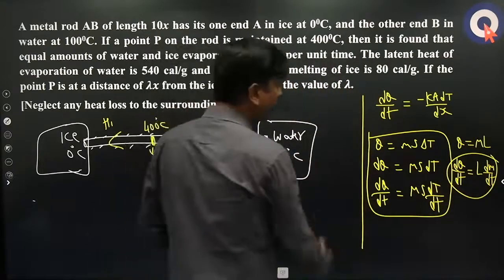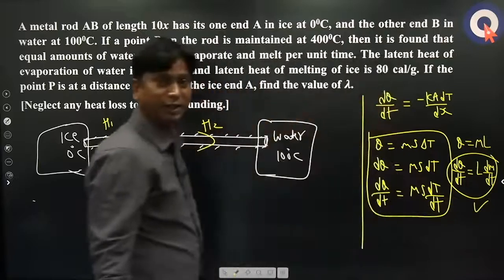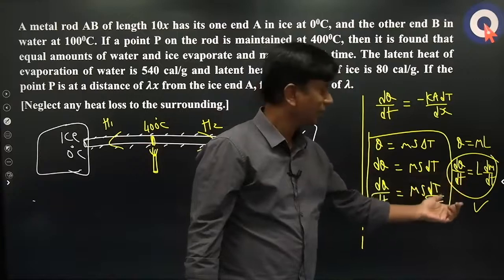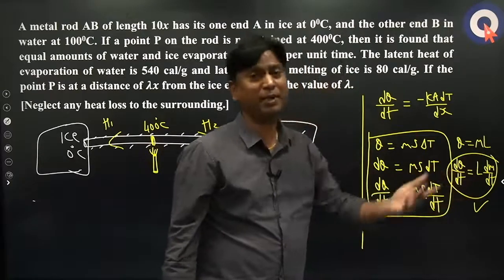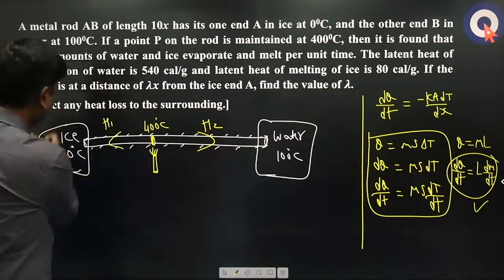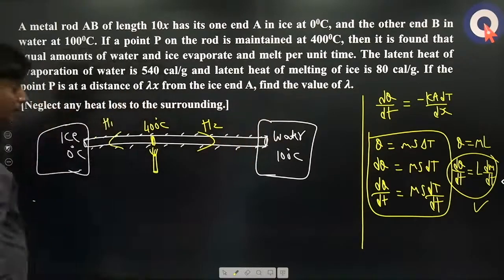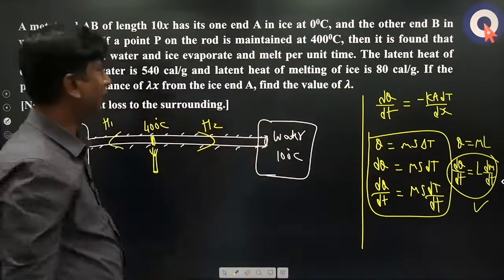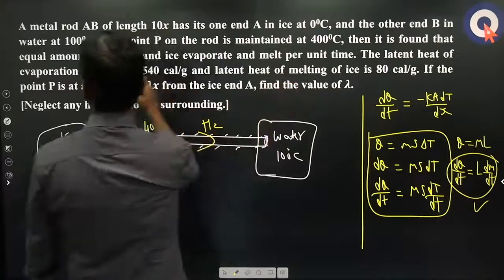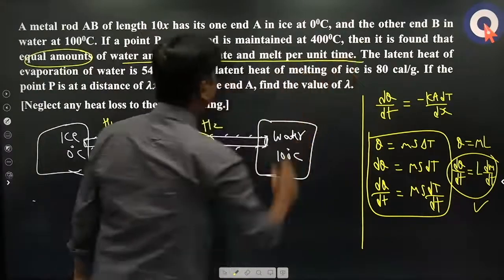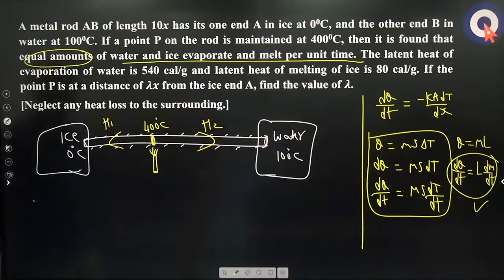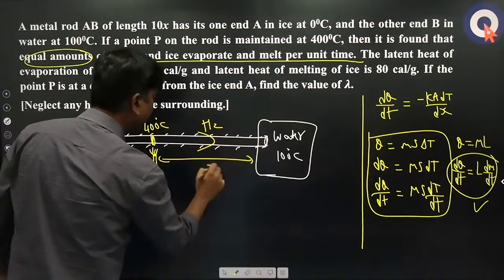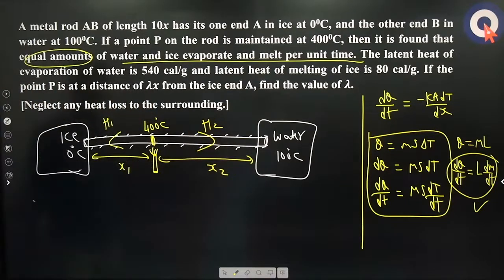Now in this problem we are using this one: dQ/dt is equal to L into dm/dt. So the rate at which heat is transferred is equal to latent heat into dm/dt, right? Okay, so here ice will melt, here water will evaporate, but whatever the dm/dt here and whatever the dm/dt here is the same according to the question. Okay, equal amounts of water and ice evaporate and melt per unit time. Okay, under such situations, what is this? Suppose this length is x1 and this length is x2. They are asking for x1 and x2, right? Okay.